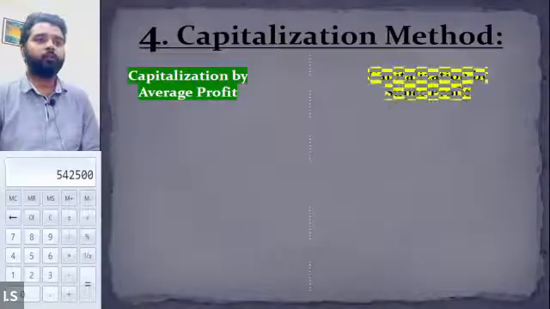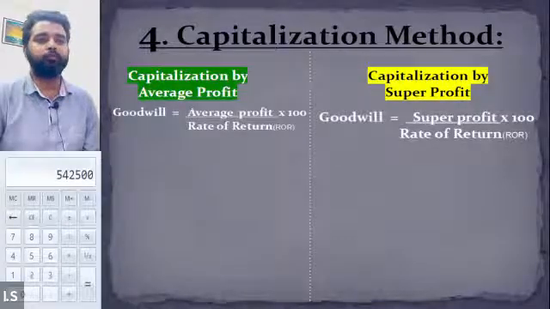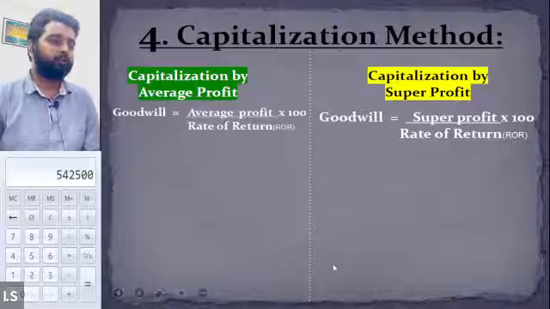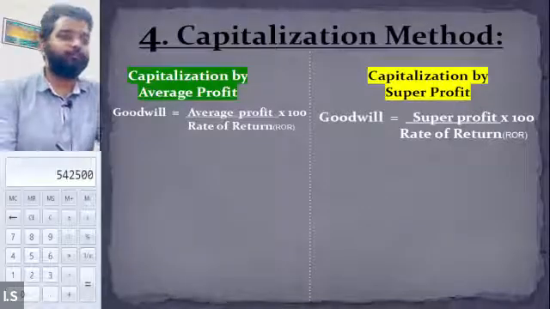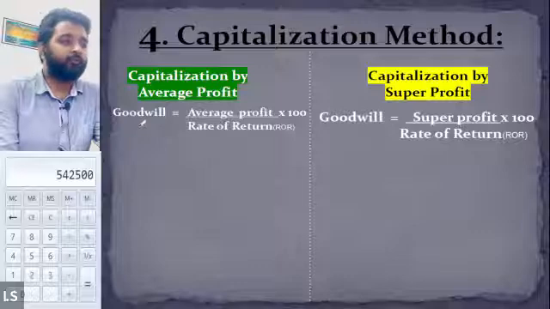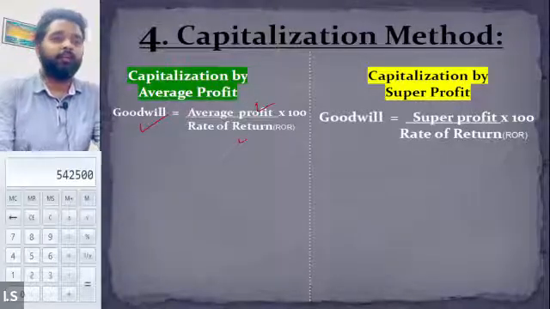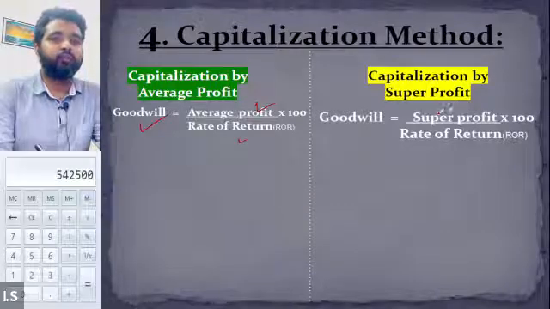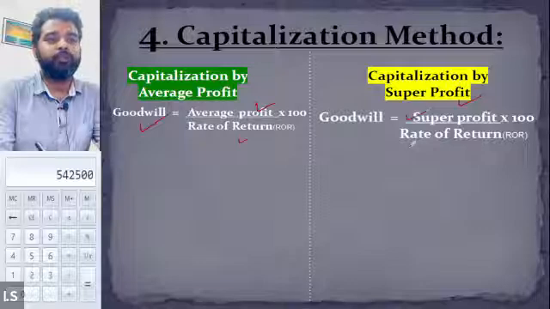All right. Now let's talk about the capitalization by super profit method. Under this method, the formula is very simple: goodwill equals super profit divided by rate of return. You will find that there is a similarity in both these formulas. The only difference is that while calculating goodwill by the capitalization of average profit method, we divide the average profit by the rate of return, and while calculating goodwill by the capitalization of super profit method, we divide the super profit by the rate of return.